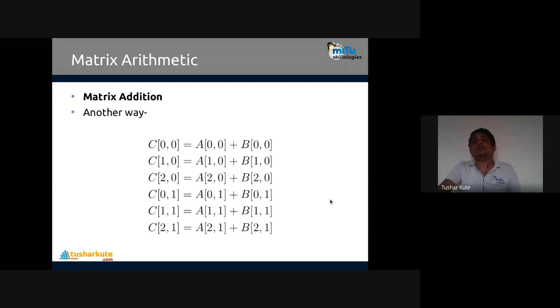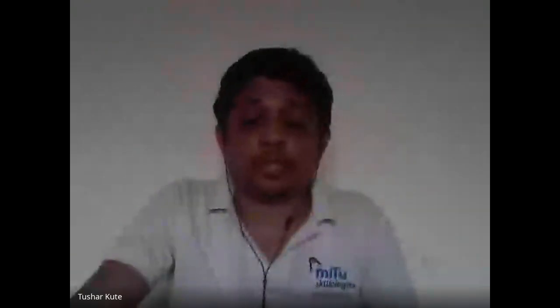If you put these structures another way, C00 is equal to A00 plus B00, like that. In this way, we can perform the operation. There are not many details required. We'll just check how to do this operation. But the important thing to note is how these matrices are created using Python. So let's see this.